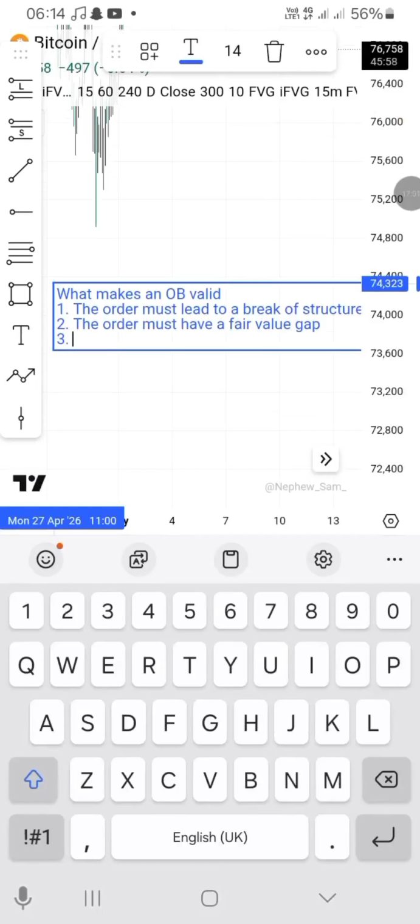16 minutes already. I don't want to make this video long. Number two, the order block must have a fair value gap. And number three, the order block must be fully engulfed.